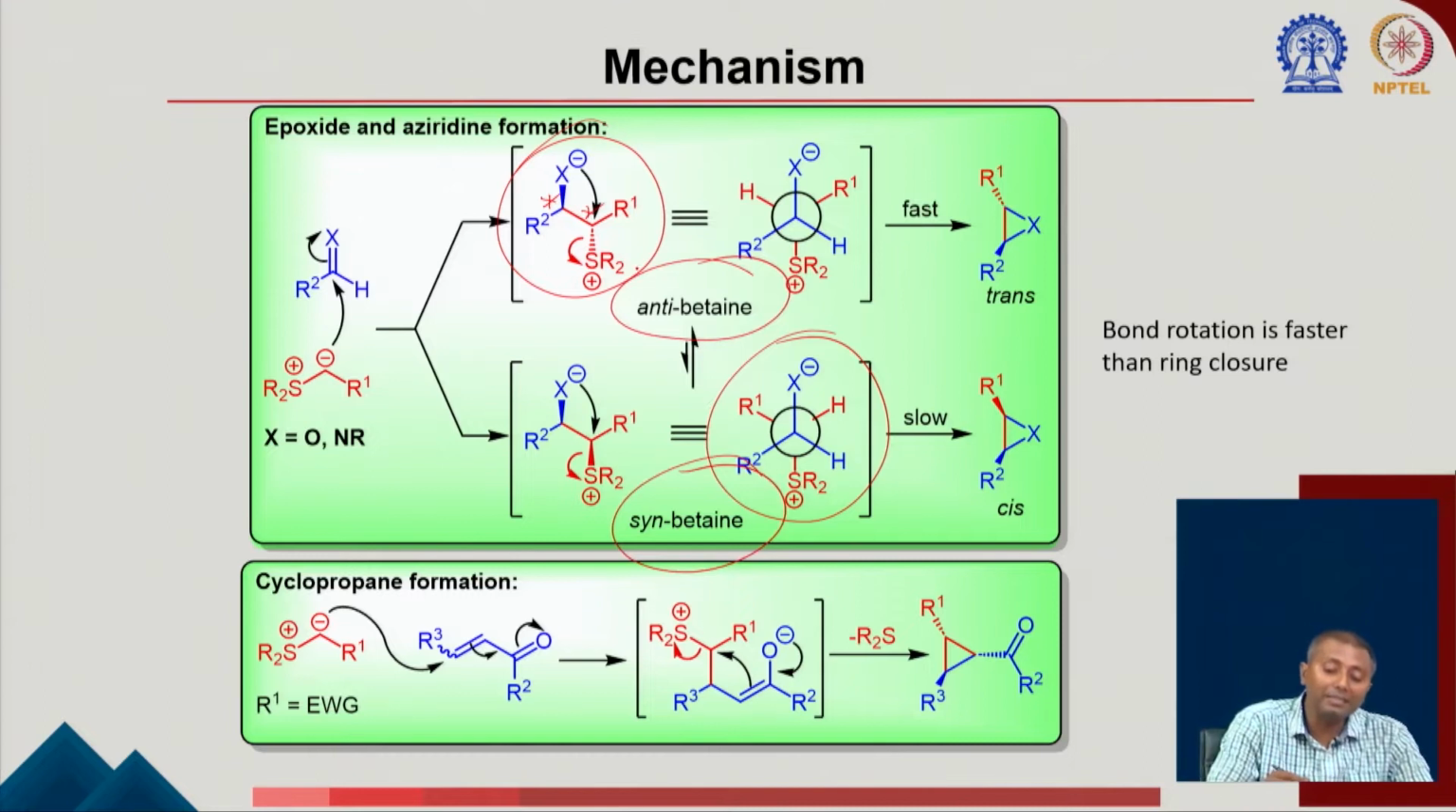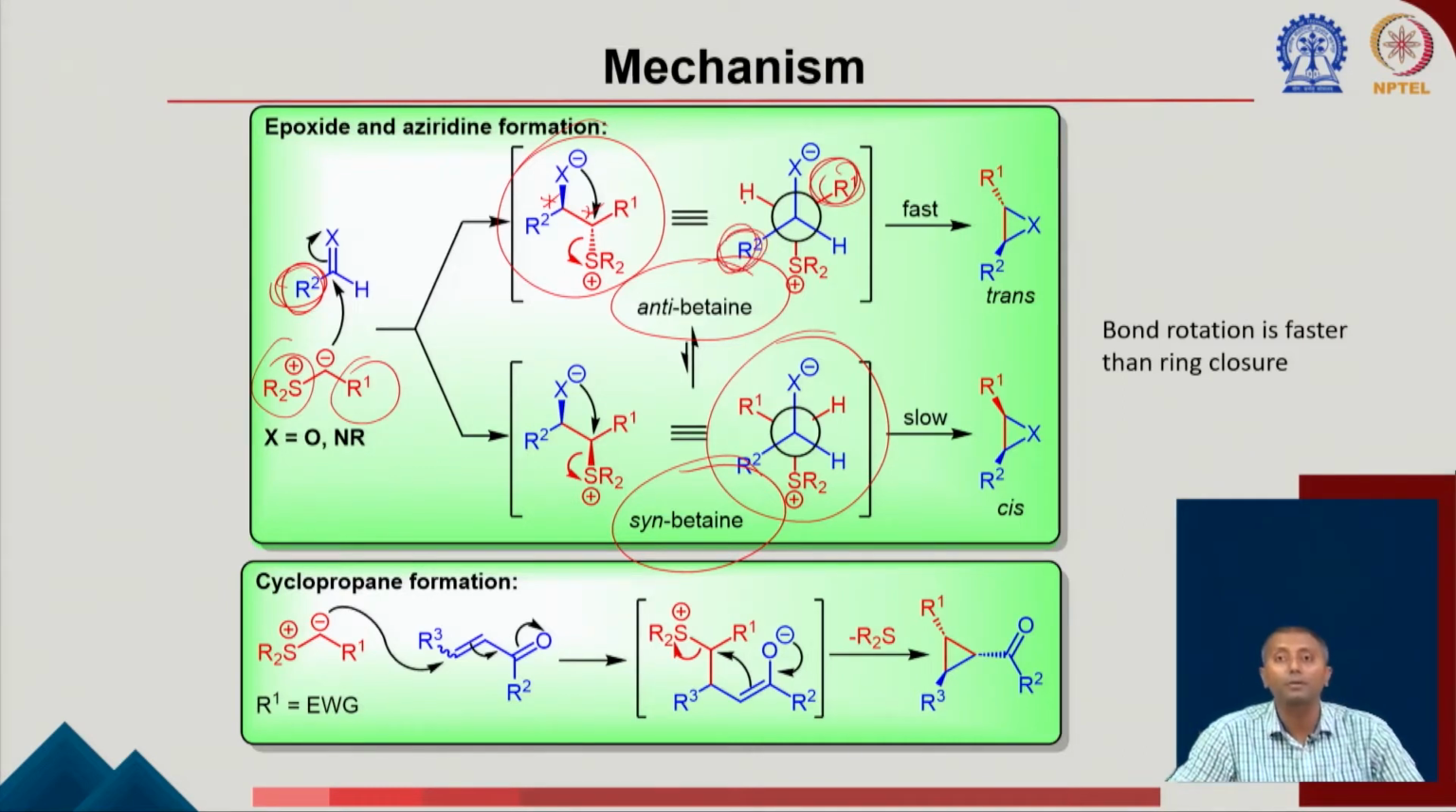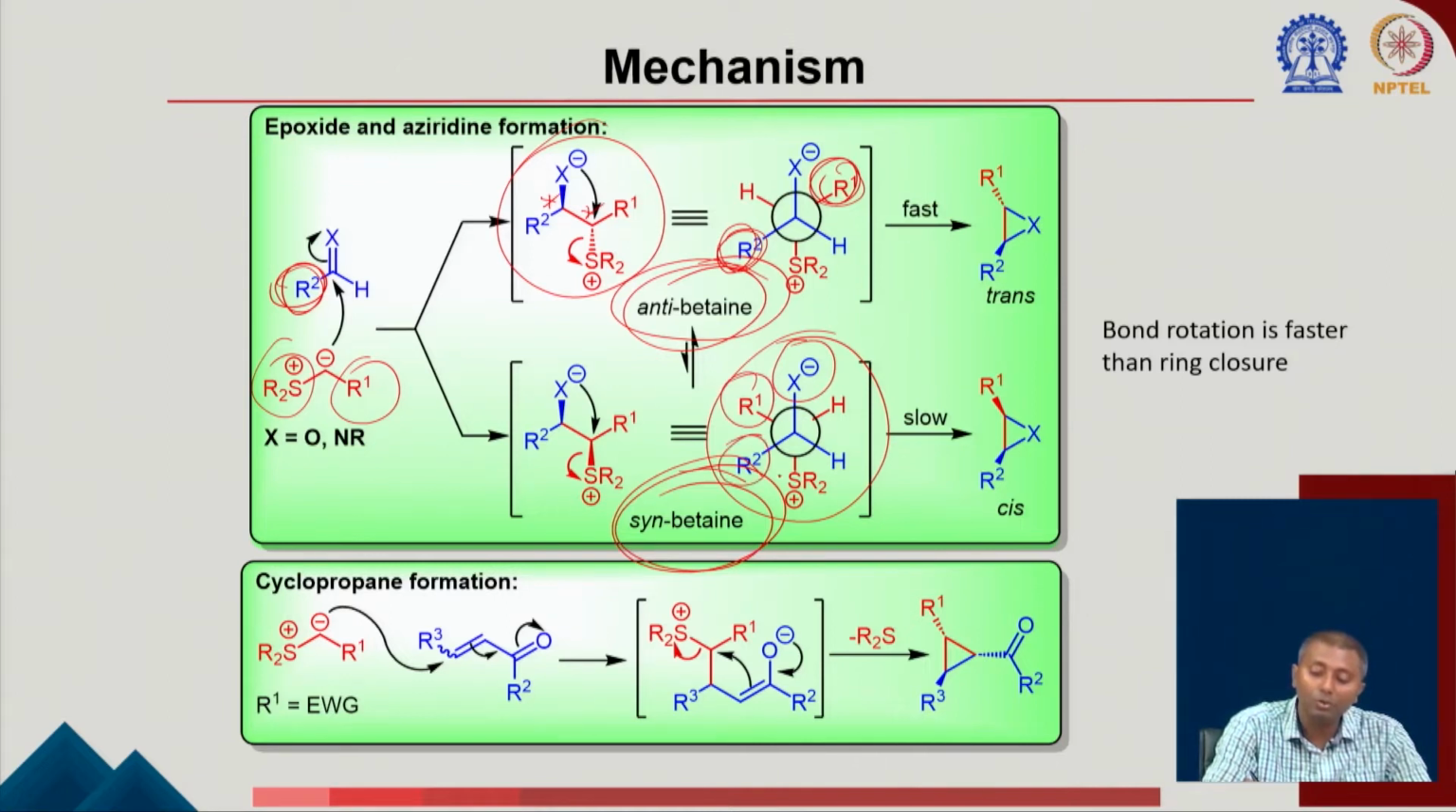Once the attack is happening, there is the sulfur R2 and the R1, and there is R2 here in the aldehyde. To avoid the steric clash, R1 and R2 try to be as far apart as possible. If that is the case, then the anti-betaine will be more favorable compared to the syn. You can see that in this particular conformation you have an X to R1 gauche, then R1 R2 gauche, and then R2 to SR2 gauche interaction. But here you can see there are only two gauche interactions between these two, and also R1 and R2 are anti.